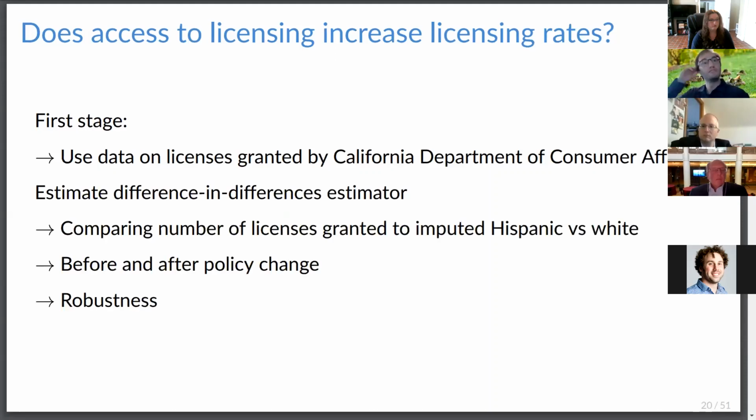And I'm going to use this to estimate a difference-in-differences estimator. So I'm basically going to compare the number of licenses granted to people I impute to be Hispanic compared to people I impute to be white, or non-Hispanic white specifically. So these match up with the standard census definitions. And I'm going to be comparing before and after the policy change. And then I'll do as much robustness as I can to see how robust these results are.